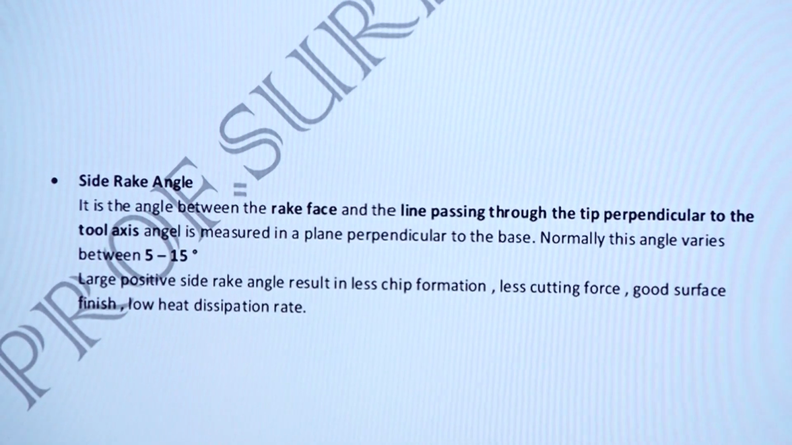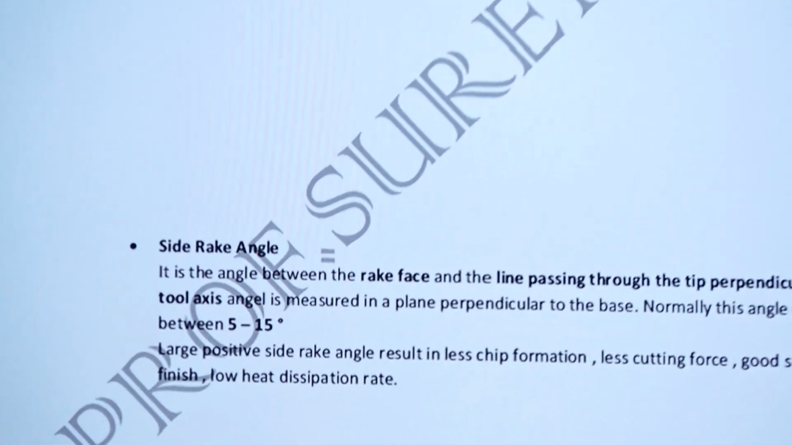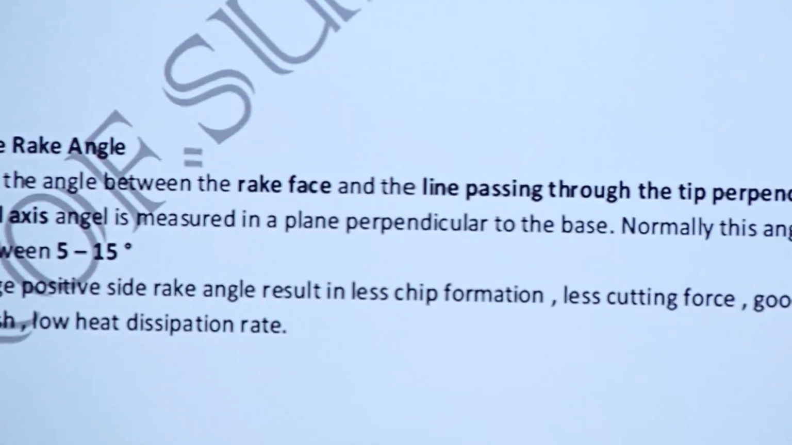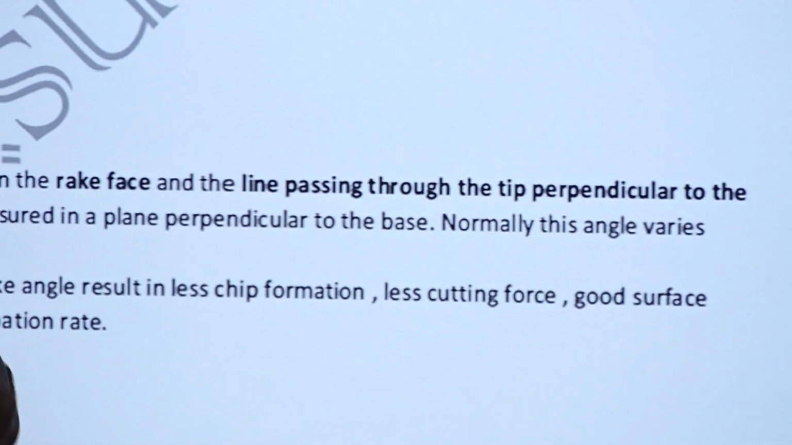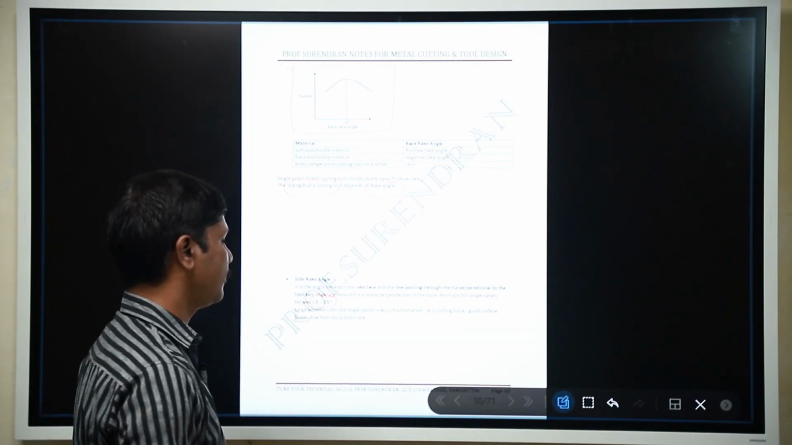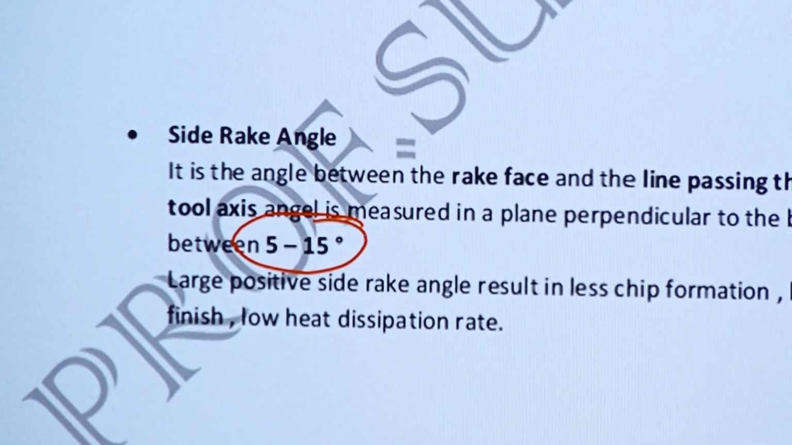The side rake angle is the angle between the rake face and the line passing through the tip perpendicular to the tool axis. The angle is measured in a plane perpendicular to the base. Normally this angle varies from 5 to 15 degrees.